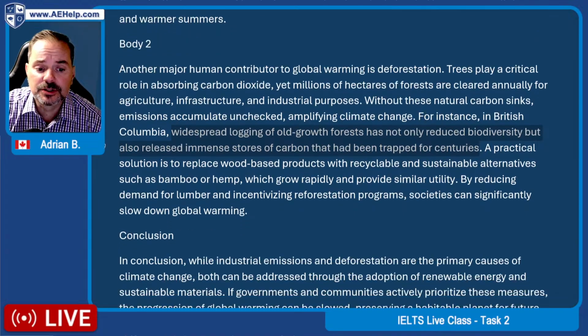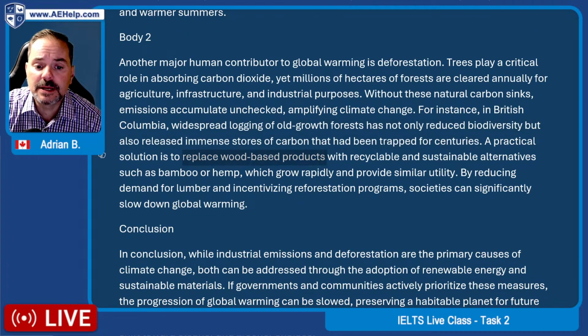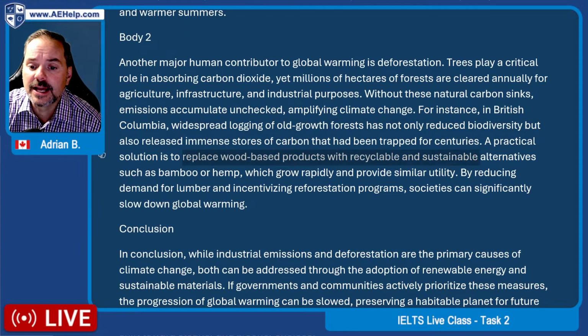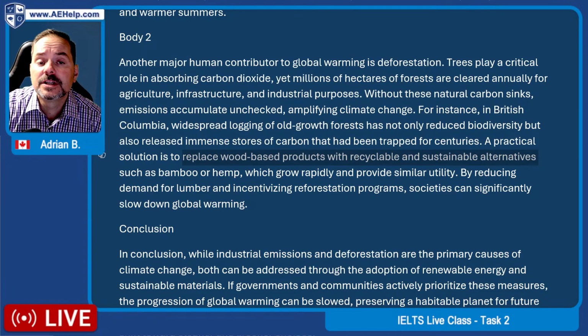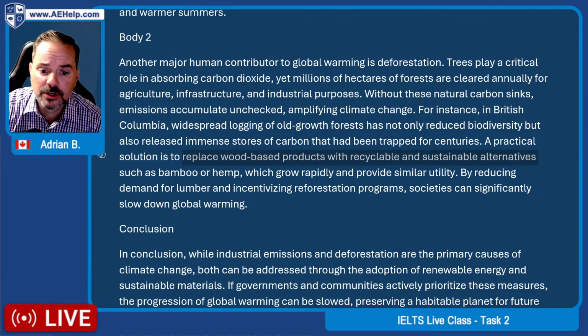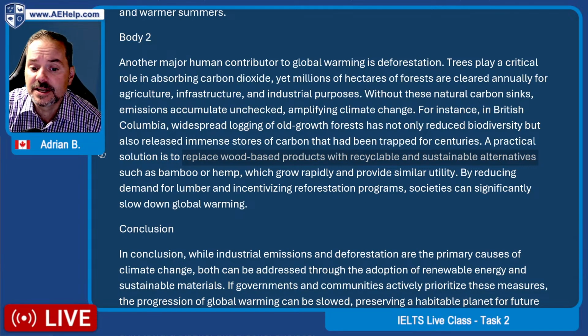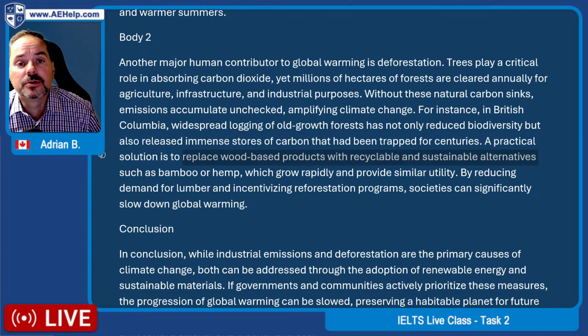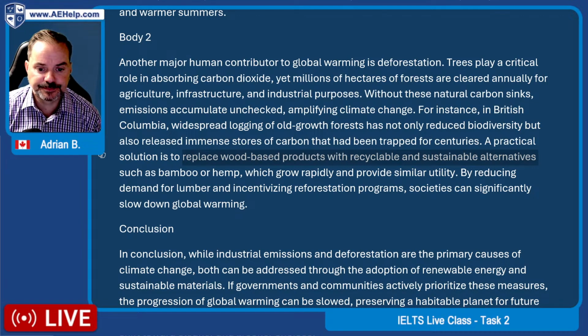A practical solution is to replace wood-based products with recyclable and sustainable alternatives such as bamboo or hemp, which grow rapidly and provide similar utility. By reducing demand for lumber and incentivizing reforestation programs, societies can significantly slow down global warming.